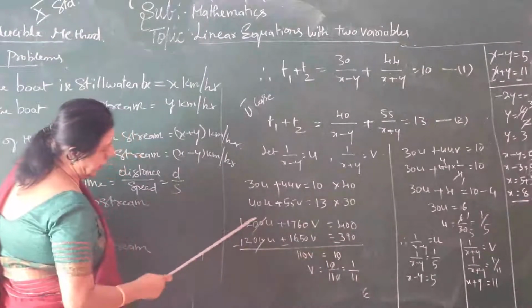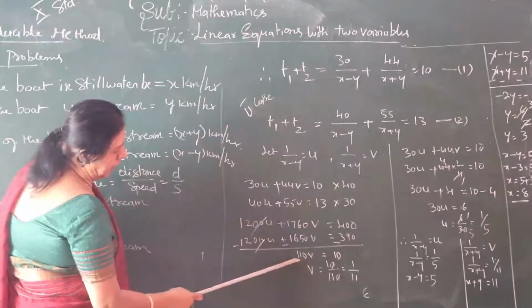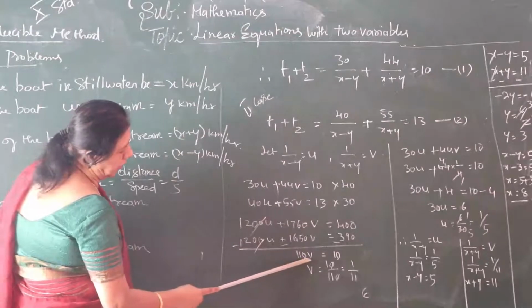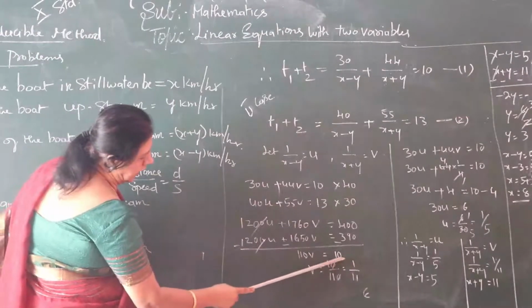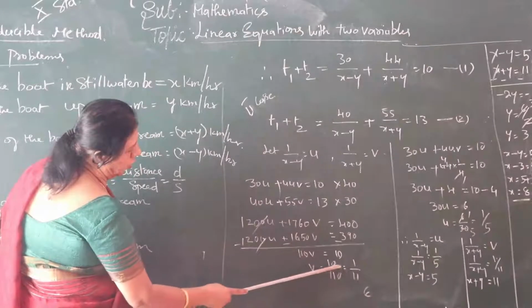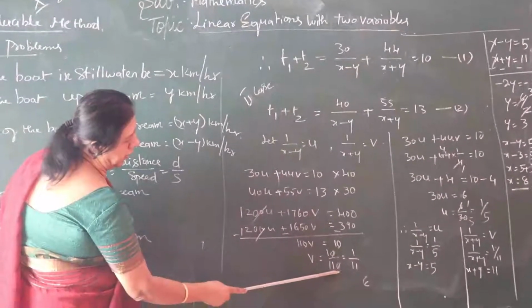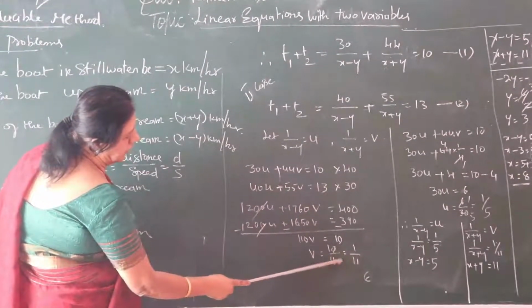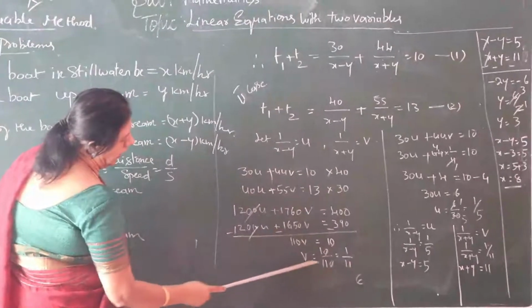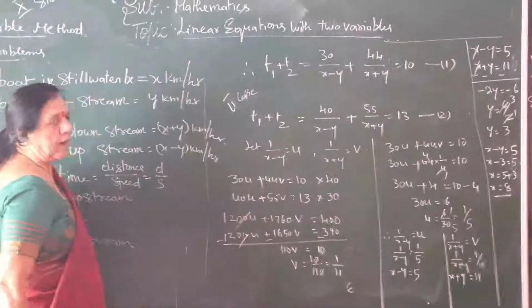Change the sign and it will cancel. The remaining term: 110 v is equal to 10. Therefore v is equal to 10 by 110, which is 1 by 11. v is equal to 1 by 11.